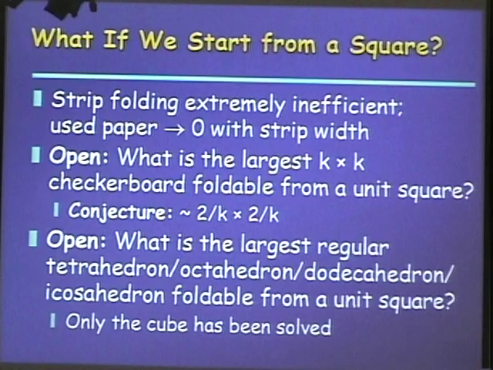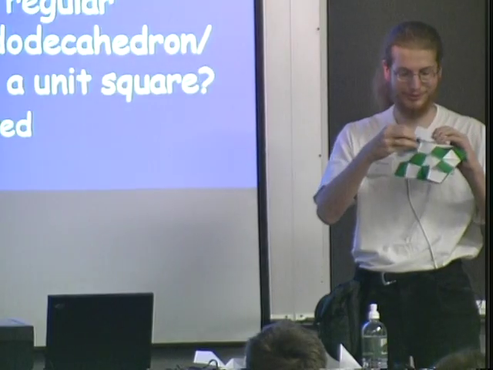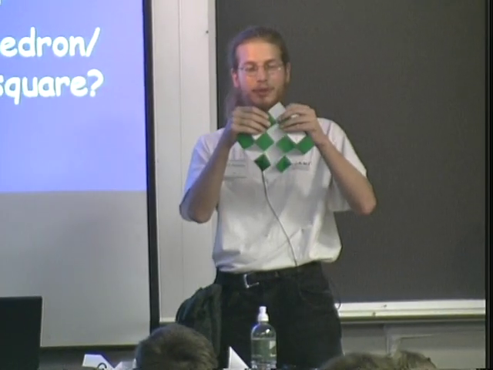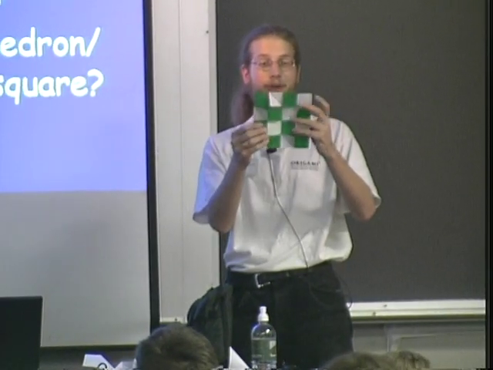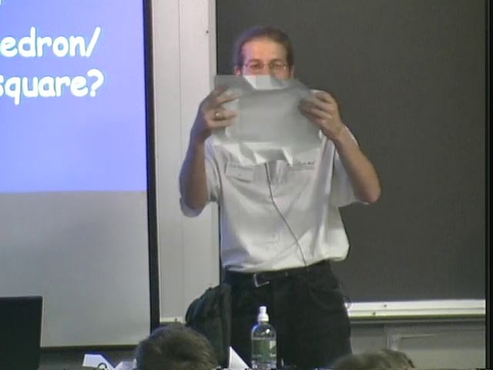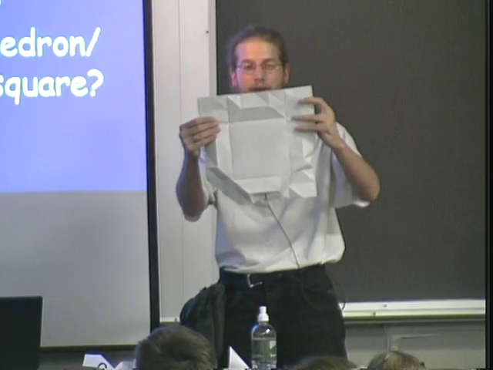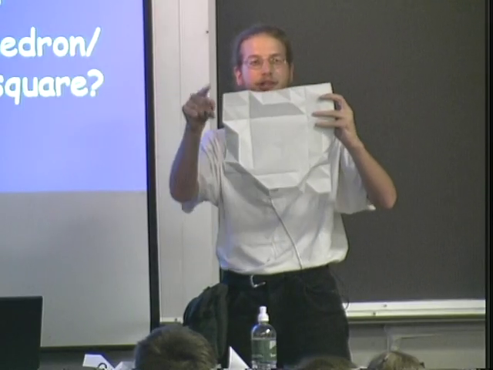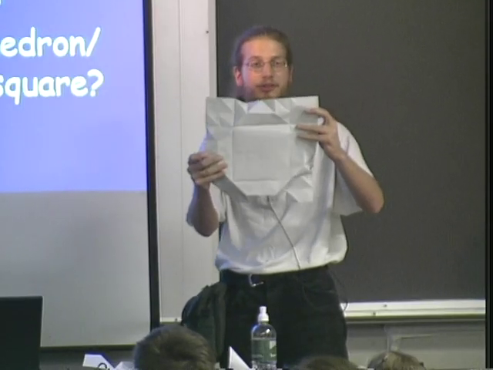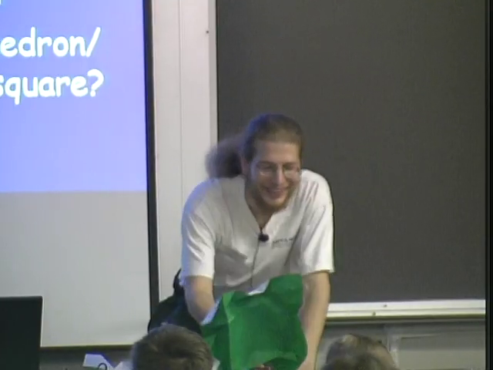Oh, hey, you folded it wrong. These are all green. Oh, there we go. This piece of paper, this checkerboard, is folded from something that's only twice as large on each edge. It's pretty efficient. Conjecture is that it's optimal. Would someone like to refold this? Here you go. No, you've already had your turn.